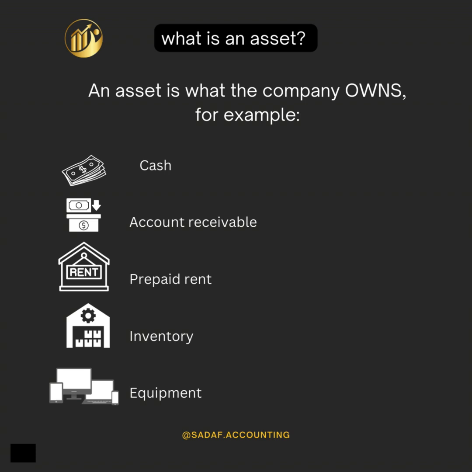In classification of the assets, the first category is current assets. Current assets are assets that are expected to be turned into cash within a year and include cash or other things that can be used as cash, like accounts receivable, inventory, and prepaid expenses that turn into cash within a year. This part is very important.